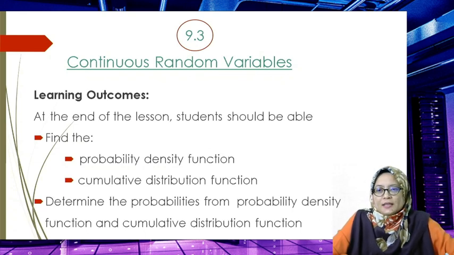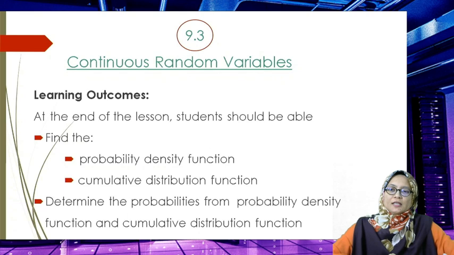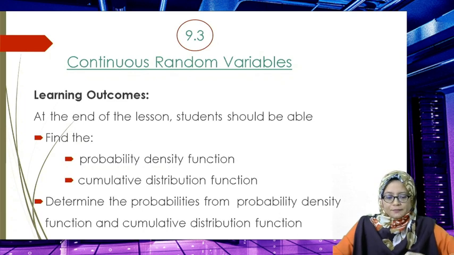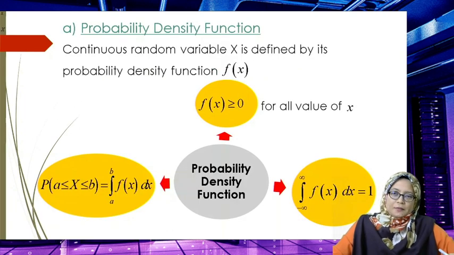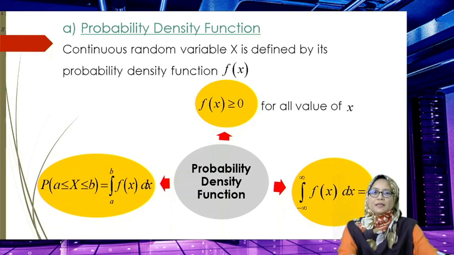So for this subtopic, this is the learning outcome. At the end of this lesson, you are able to find the probability density function. Second, find the cumulative distribution function, and then determine the probability from the probability density function and cumulative distribution function. For the probability density function, in other words, this is a continuous random variable. A continuous random variable is defined by its probability density function.